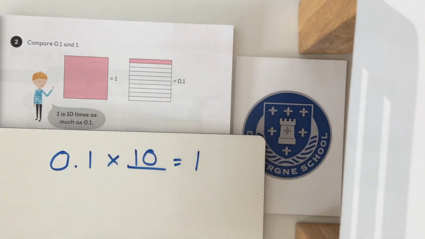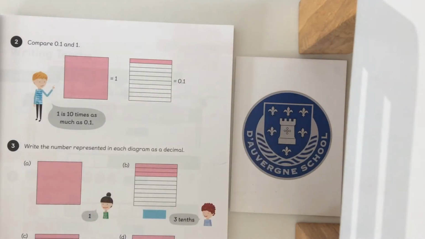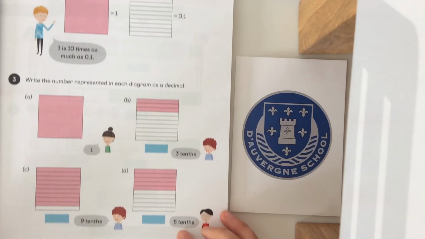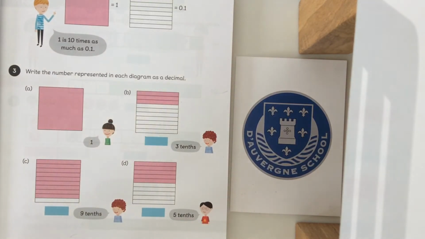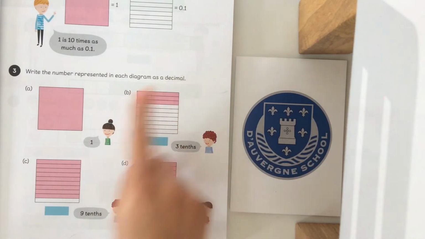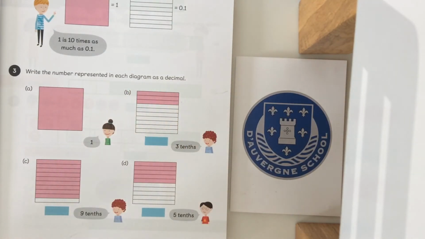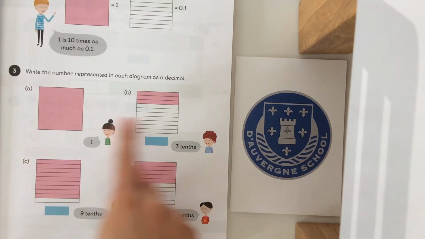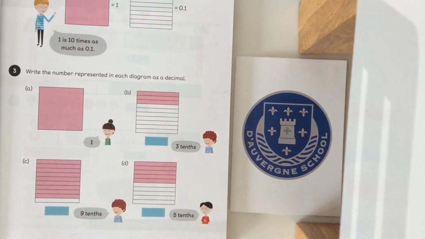Okay, so now it's time for us to have a go by ourselves. We've got section 3 here, and what you need to do is write the number presented in each diagram as a decimal, which means it needs a what? A decimal point. Okay, so it tells you how much is coloured in, but it doesn't tell you how to write it as a decimal. So have a go at these 4 questions, writing them as decimals, and then we're going to share our answers.